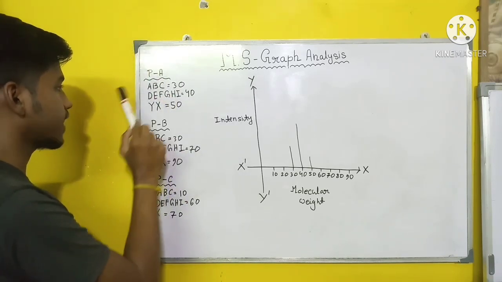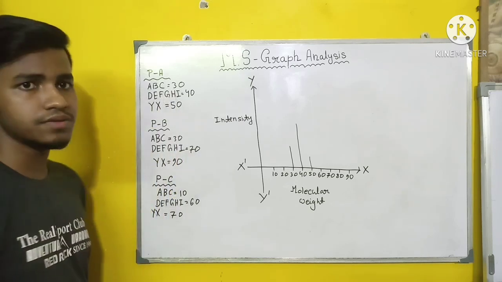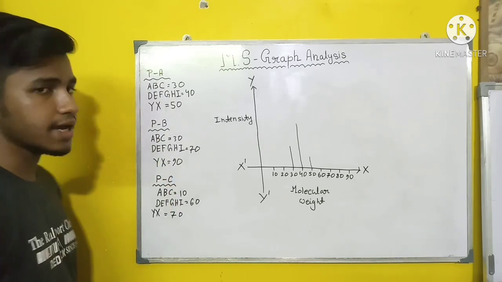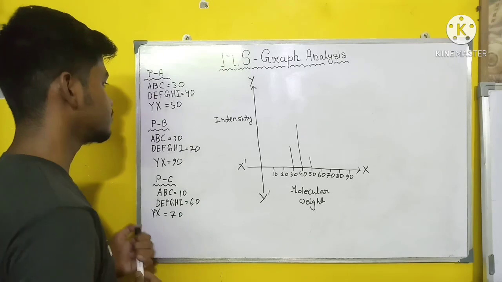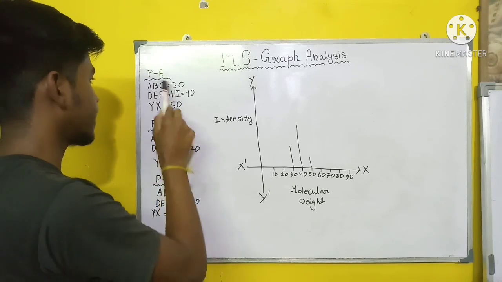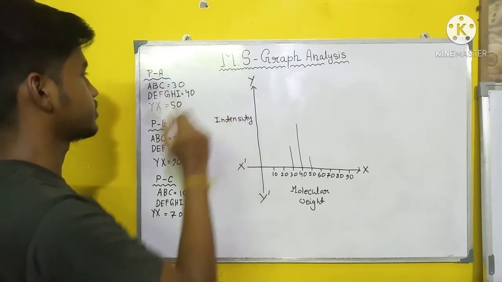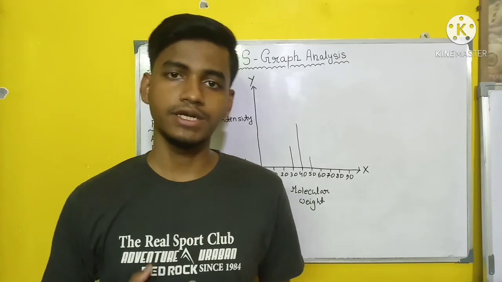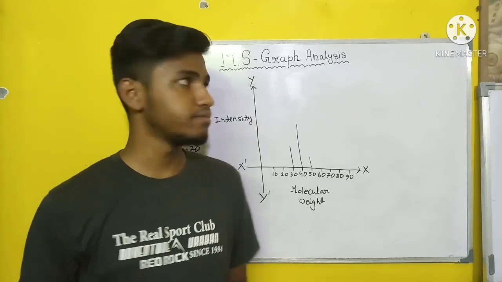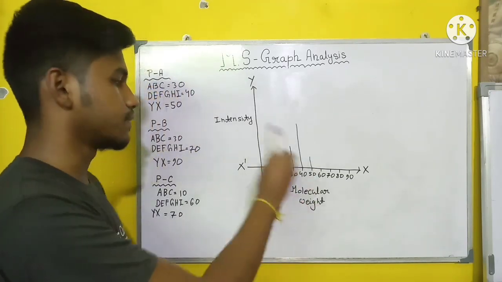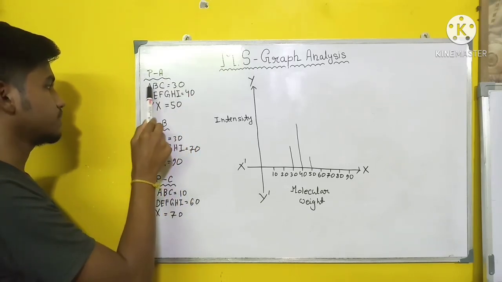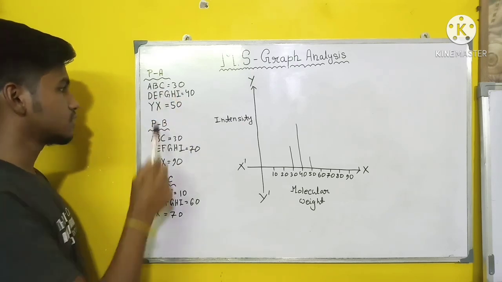Fragments like A, B, C is a fragment, D, E, F, G, H, I also a fragment, Y, X is also a fragment. These are the fragments of protein that we have got after the tryptic digestion of this unknown sample protein, and we put those fragments into the mass spectrometry for graph analysis. After performing mass spectrometry, you have got this graph, and your teacher can give you those values, like the ABC fragment has a molecular weight of 30.